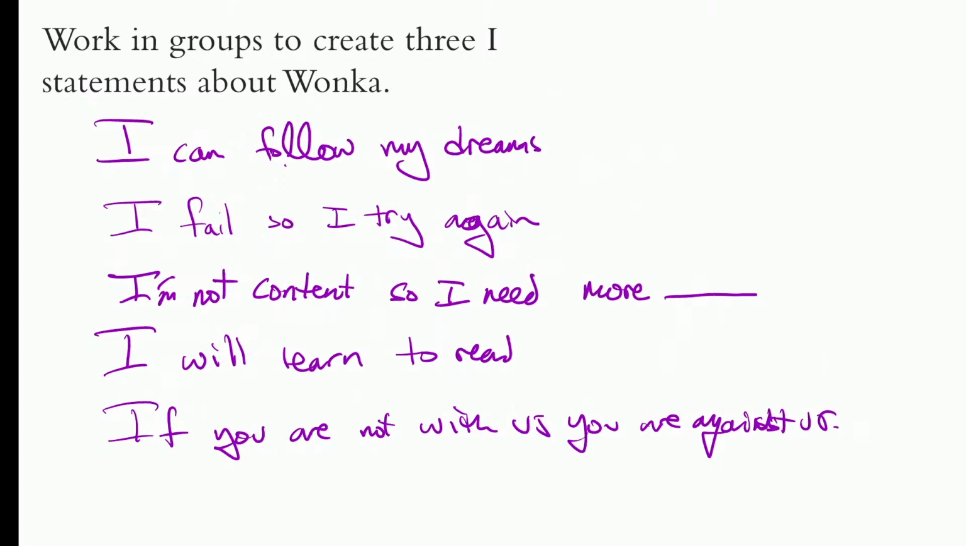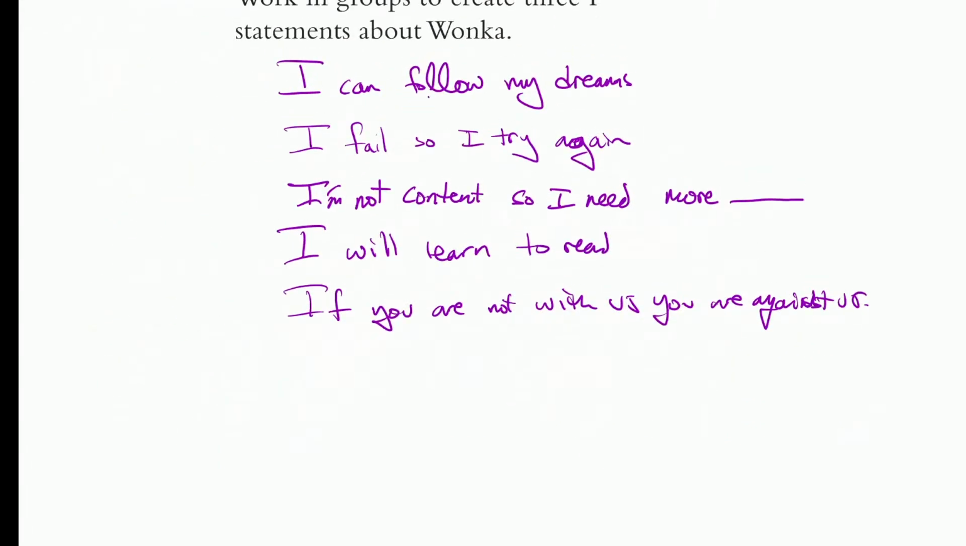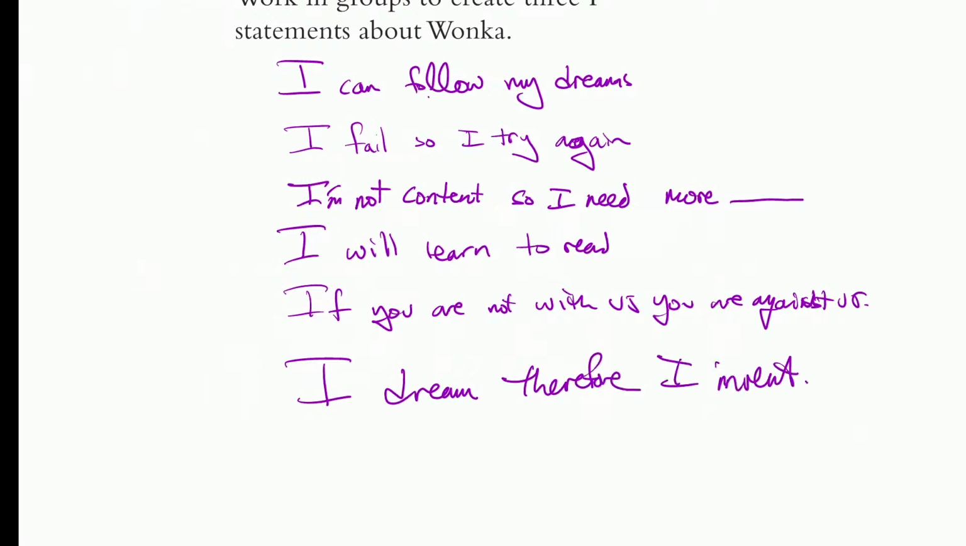Good start. Now, I'm not going to make everyone say another one, but I suspect some of you are like, wait a minute, there was this one cool one. So what is the one cool one that we haven't put down yet? Or the interesting statement? Okay, what do you think? What do you say? I dream, therefore I invent. Ooh, I dream there. Okay, so that's sort of akin to following the dreams, but it's a little bit different. I dream, therefore I invent. Yes, very nice.